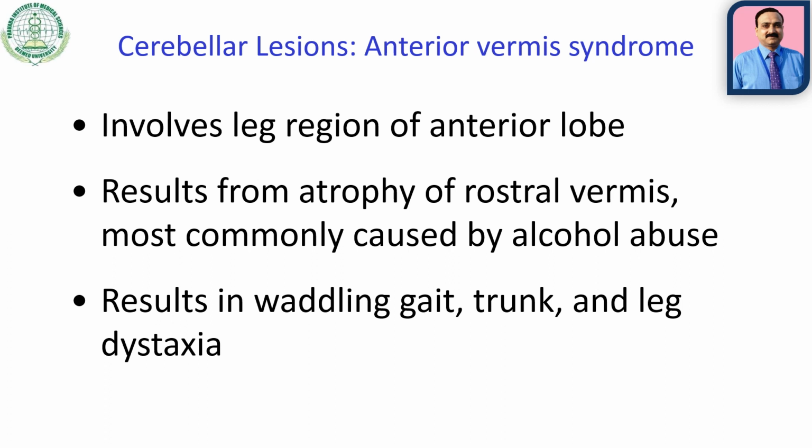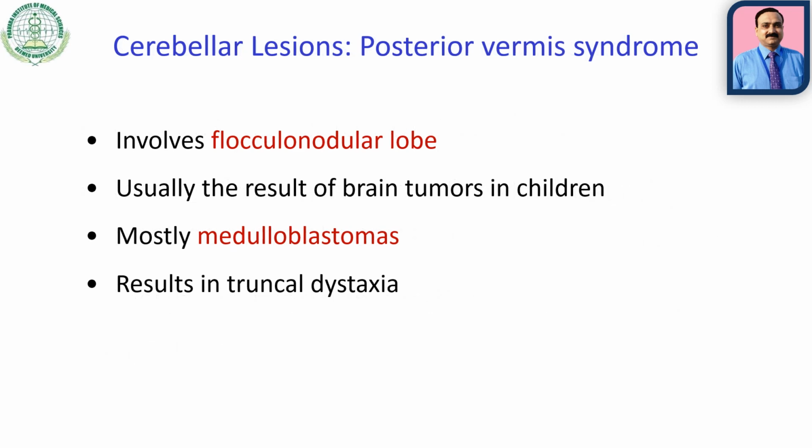mainly involvement of the leg region of the anterior lobe and results from atrophy of the rostral vermis, most commonly caused by alcohol abuse, which will result in waddling gait, trunk and leg dystaxia. The posterior vermis syndrome involves the flocculonodular lobe, usually the result of brain tumors in children, mostly medulloblastoma, and it will result in truncal dystaxia.